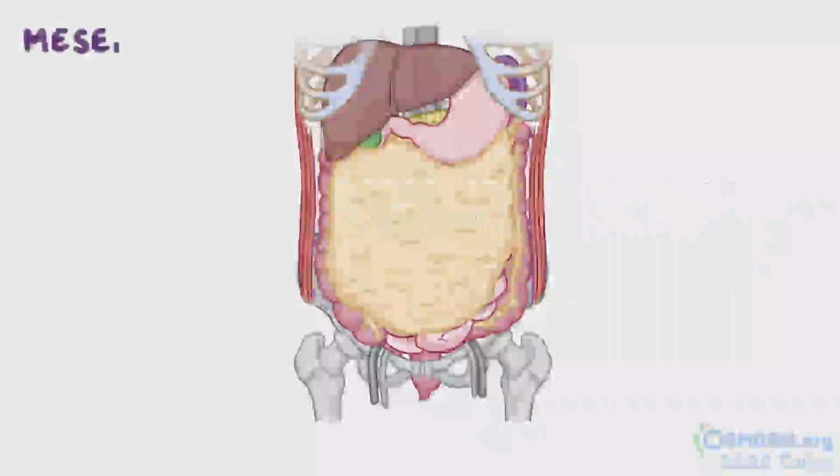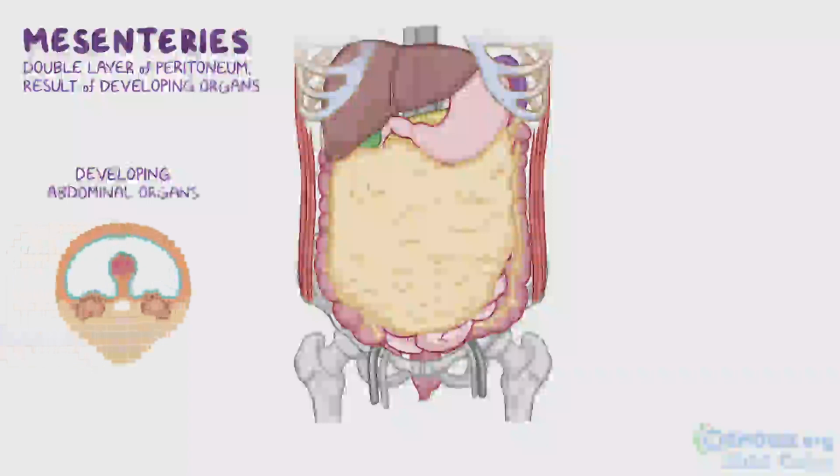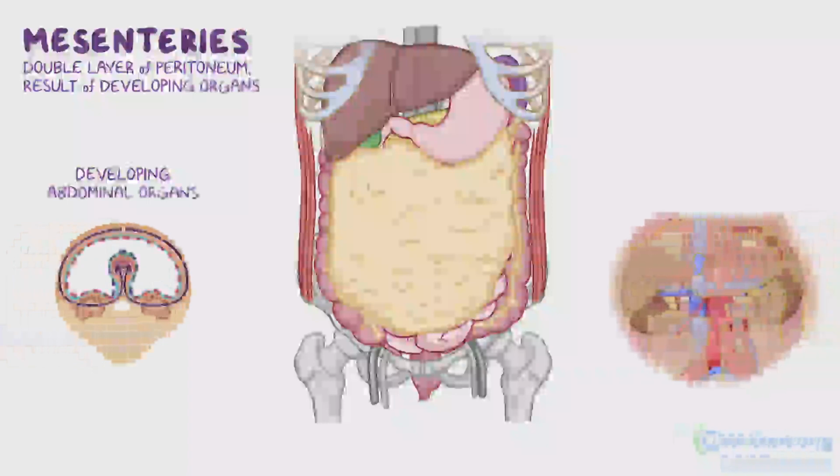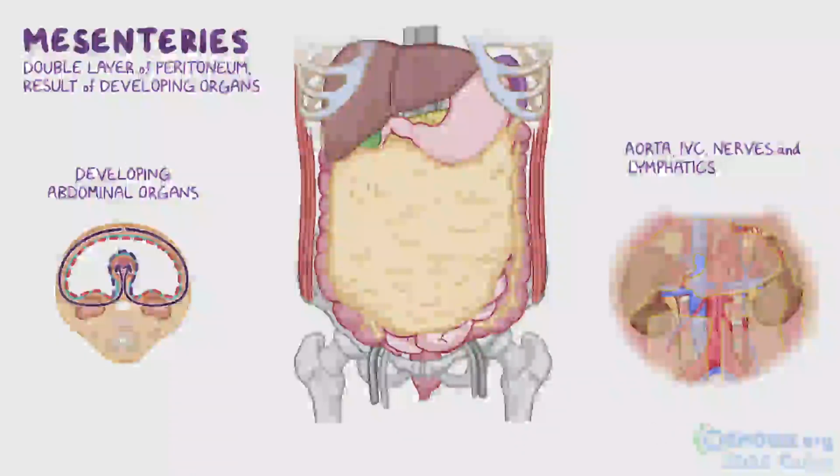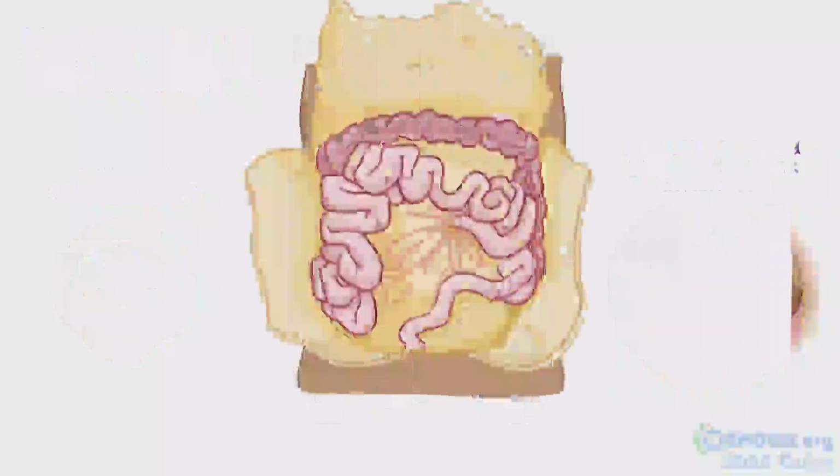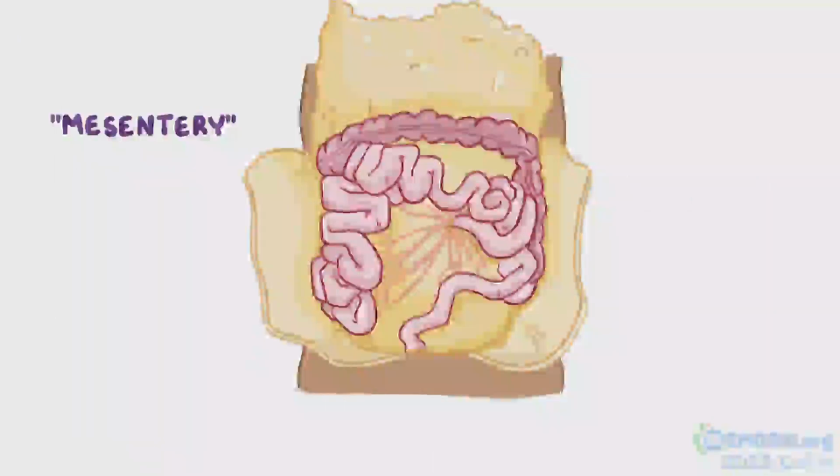Now let's talk about the mesenteries within the abdomen. Remember that a mesentery is a double layer of peritoneum that occurs as a result of the developing abdominal organs and is continuous with the parietal and visceral layers of peritoneum. The aorta, inferior vena cava, and the nerves and lymphatics are all posterior to the peritoneum, so the mesenteries allow for passage of neurovasculature from the body wall to and from their respective organs.